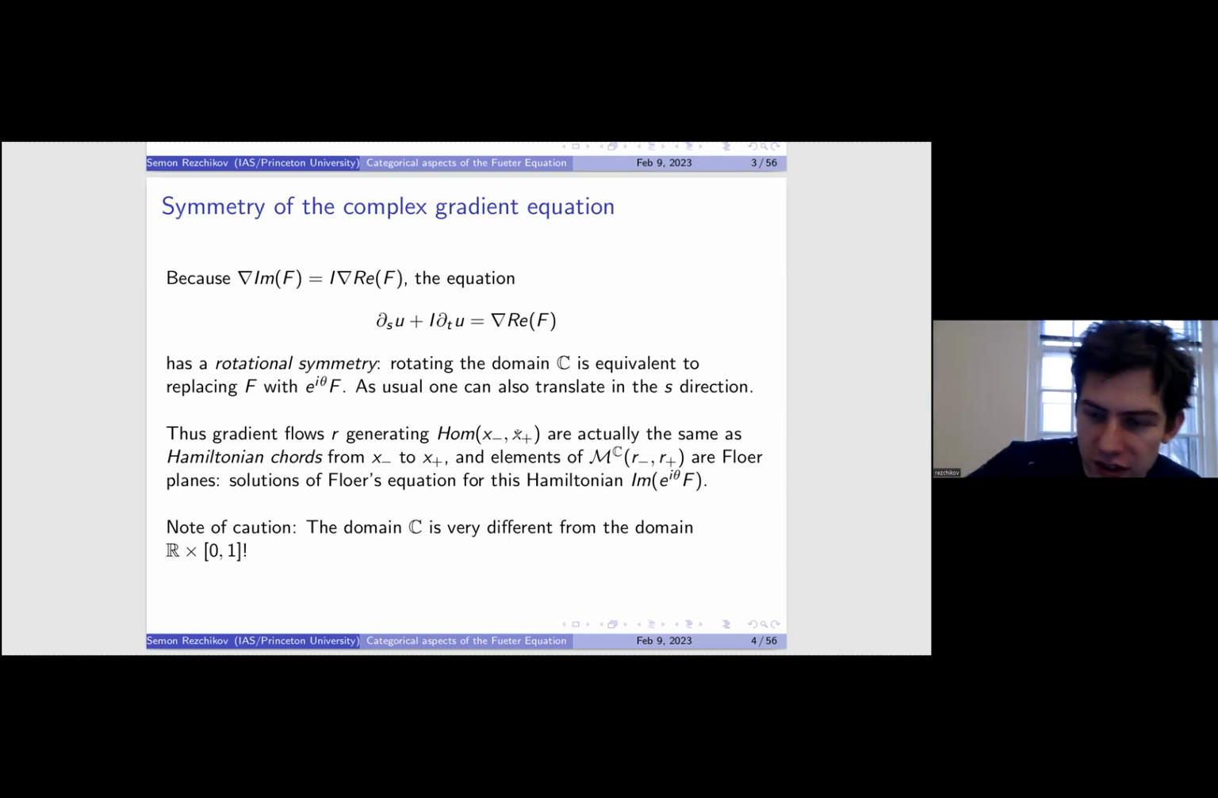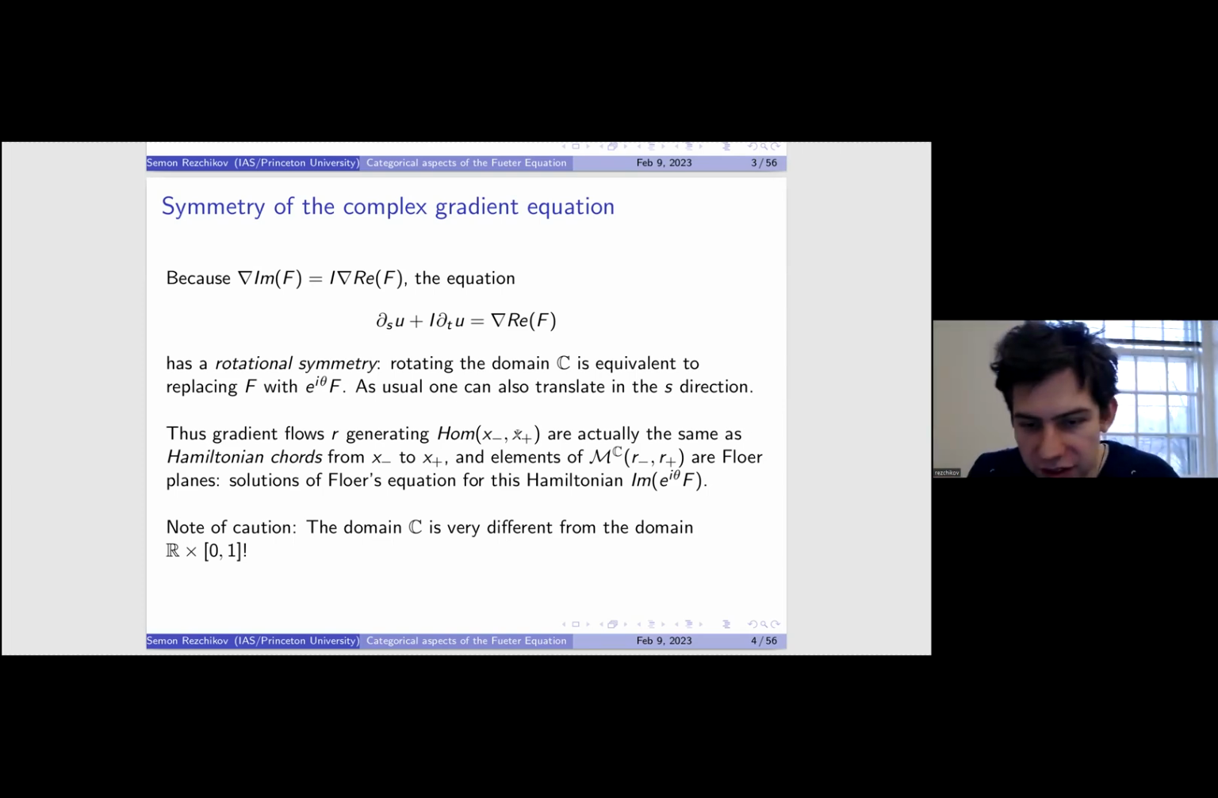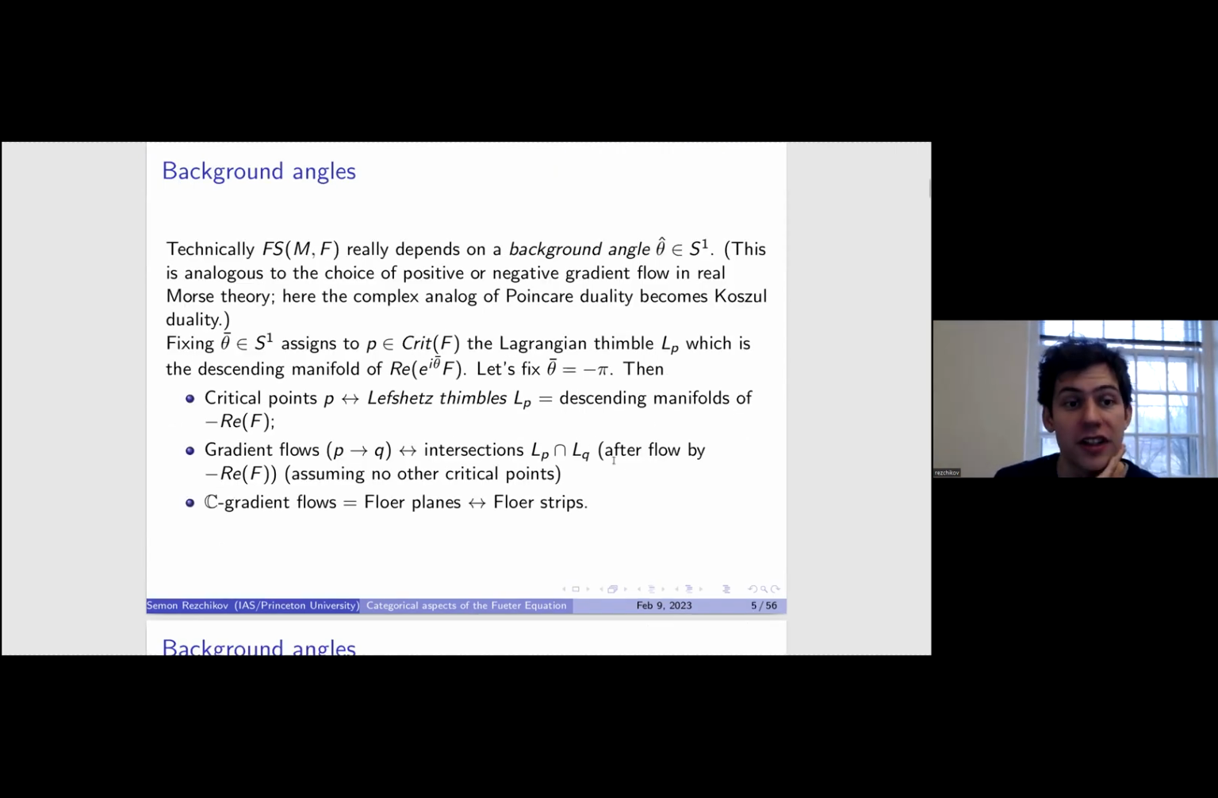But it's very different because this domain C is very different from the usual domain in Floer theory, which is a strip. And similarly, these Hamiltonian chords on R, or maybe you could call them Hamiltonian heteroclinic trajectories, are very different from Hamiltonian chords. But that's the basic observation, kind of an interpretation. You can notice that this is some object that should arise in Fukaya categories. That's one thing to say.